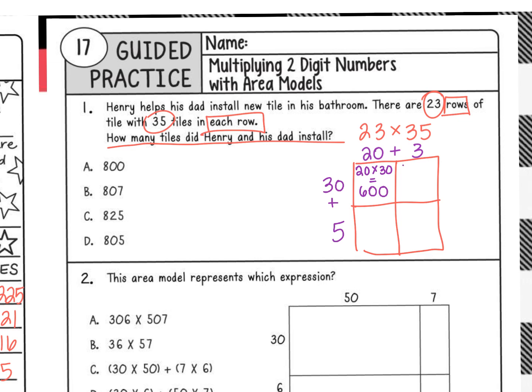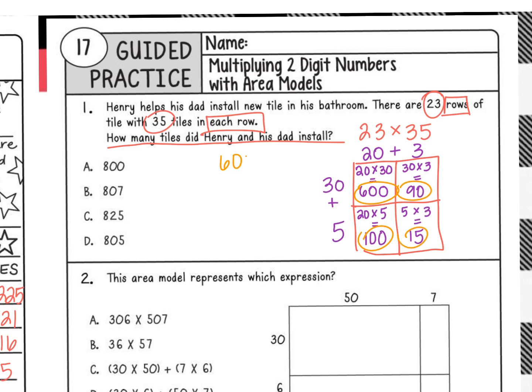Next to that, I'm going to do 30 times 3, which equals how much? 90. And the bottom left, what 2 numbers am I multiplying? 5 and 20. Right. So 20 times 5 is equal to how much? 100. And the last one is going to be 5 times 3, which equals 15. Okay. Now what do I have to do with each of those? Add them all up. Yep, I got to add all 4 of these together.